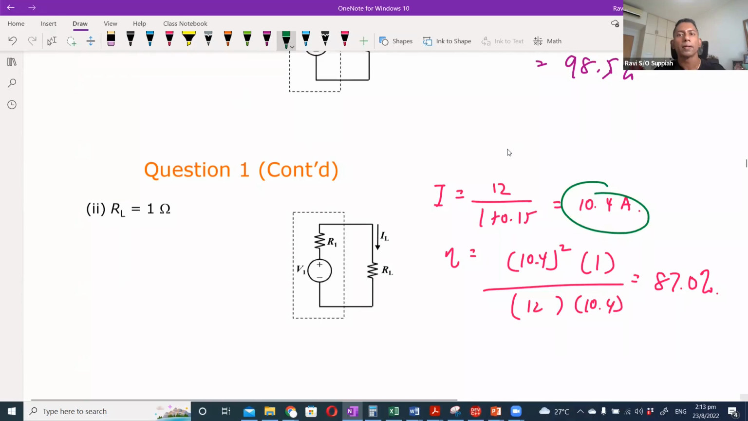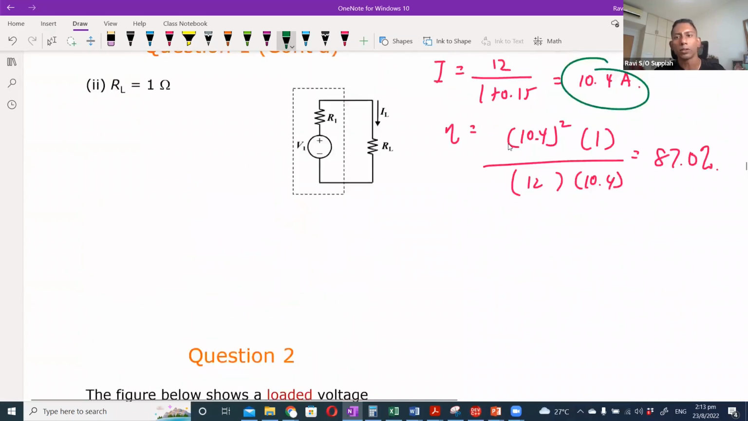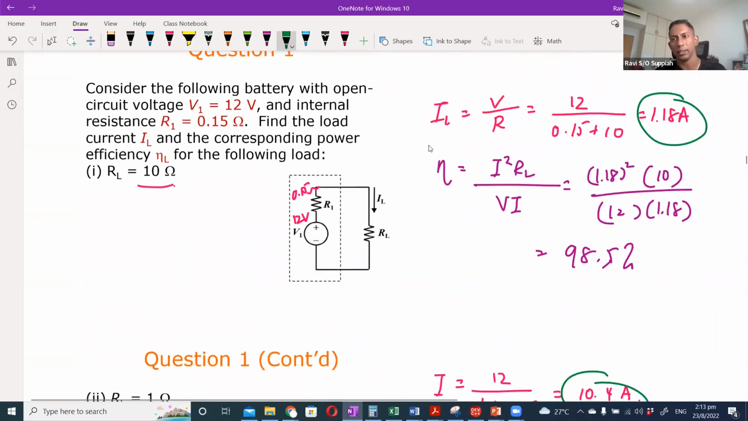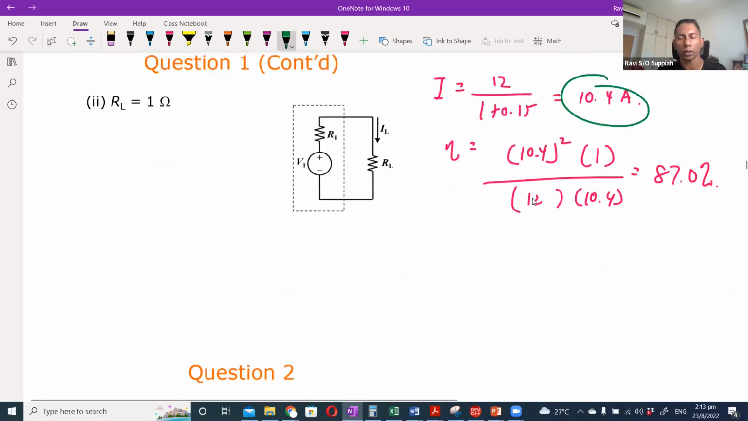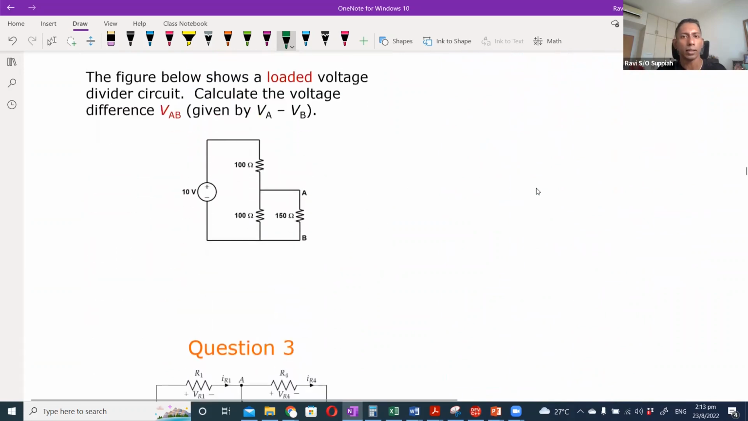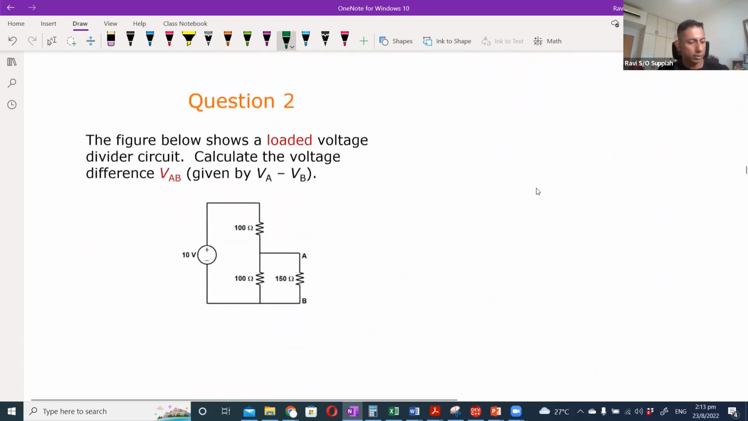Okay, so question 1 is just a basic introduction, to recap Ohm's law and efficiency concepts. I think there is nothing much to discuss there.